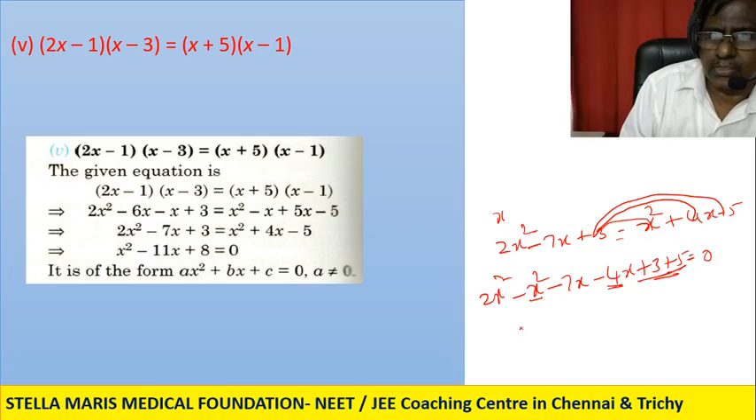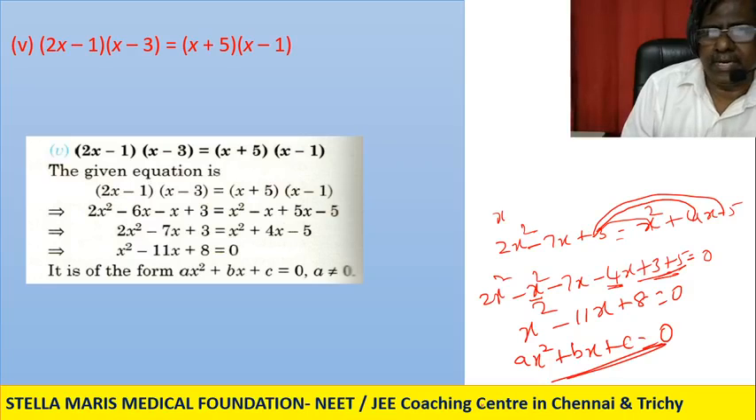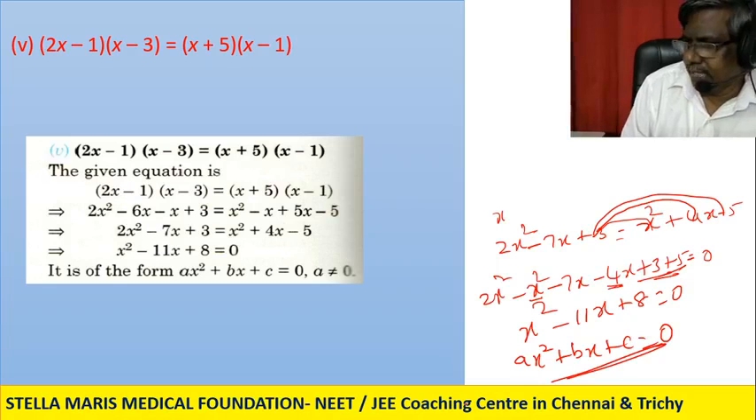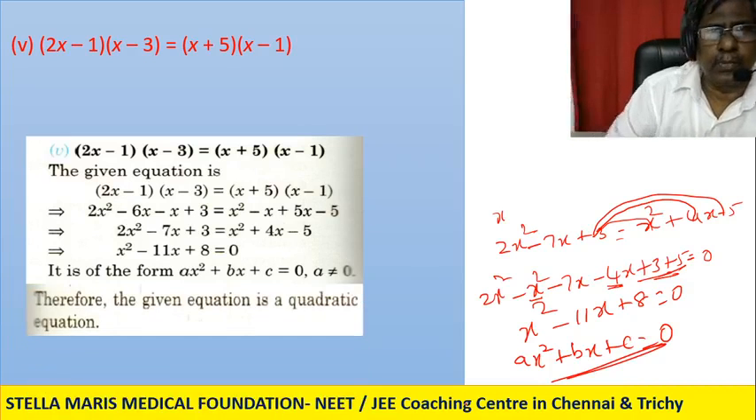Now 2x minus x square will be x square. Minus 7x minus this will be minus 11x. Plus 3 plus 5 will be 8, is equal to 0. So what is the form of a quadratic equation? Ax square plus bx plus c is equal to 0. So this is a form of quadratic equation. Am I right? Clear? Very nice answers. Good. Now let us do the next problem.